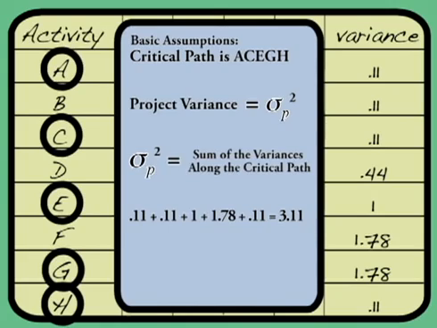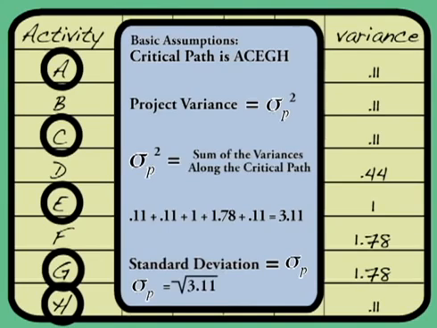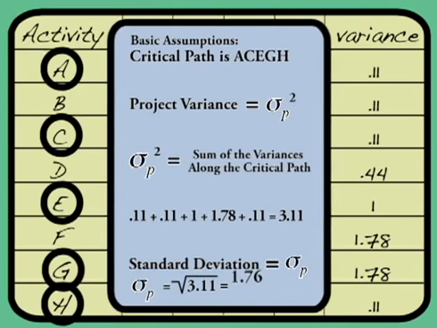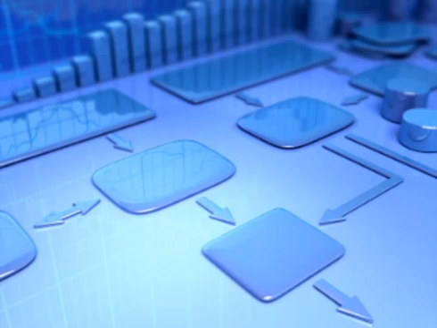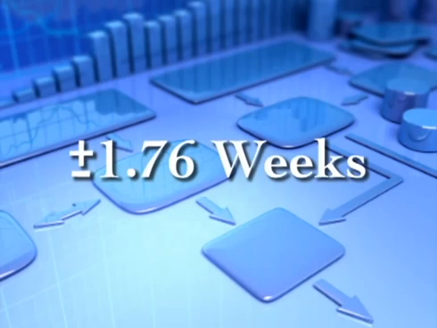We need another bit of information. We need to know what the standard deviation is. So in order to get the standard deviation, we're going to take the square root of the project variance, and that is going to be 1.76. Okay, so 1.76, Dr. Z, what does that mean? Well, what that means is that the duration of our project is going to be plus or minus 1.76 weeks. Now that's a piece of valuable information, isn't it?